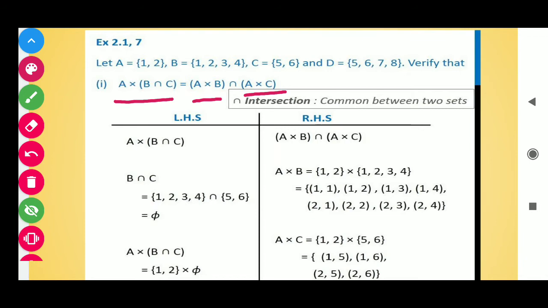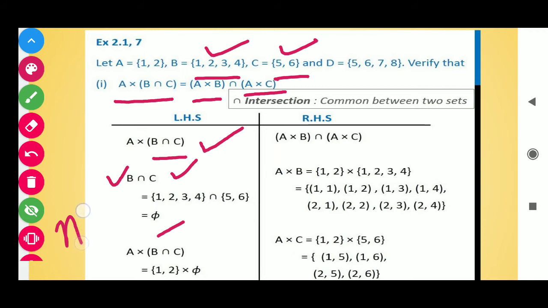Okay. Now students, here we have the left hand side A cross (B intersection C). So in the bracket, first solve B intersection C. Intersection means common points. हमें B और C सेट में कॉमन पॉइंट्स को ऑब्जर्व करना है. तो आप देख सकते हैं B and C sets में there is no common point, so we will write here phi. Phi denotes the null set. So students, in this way we get B intersection C.